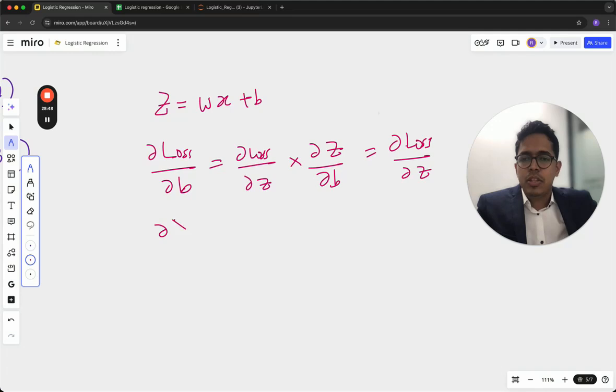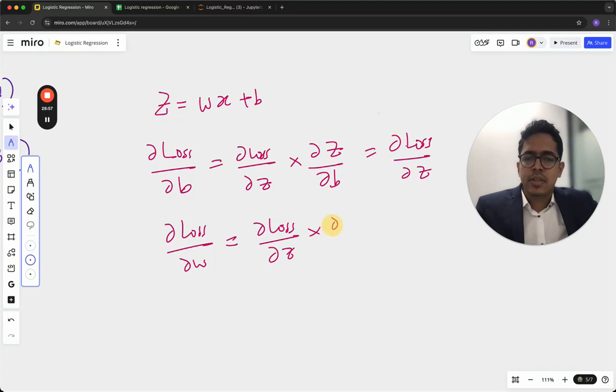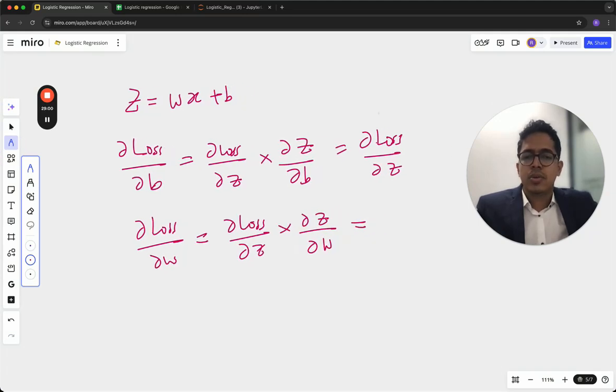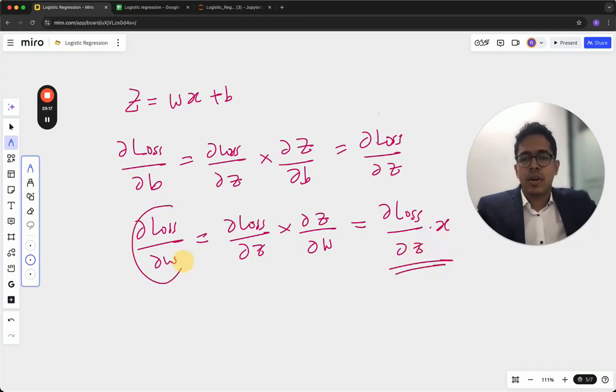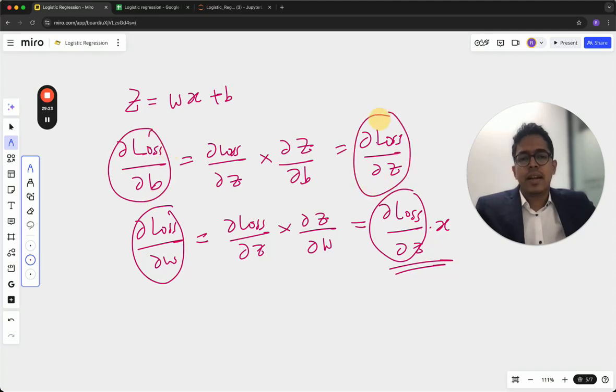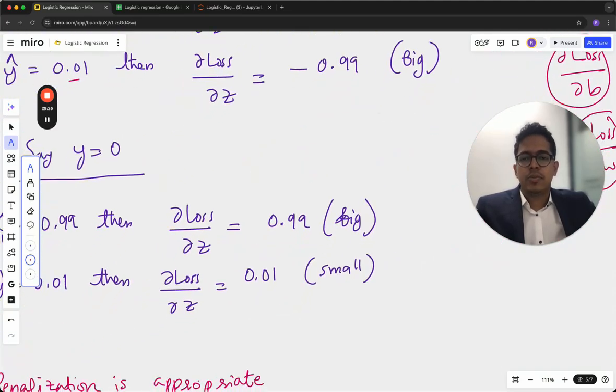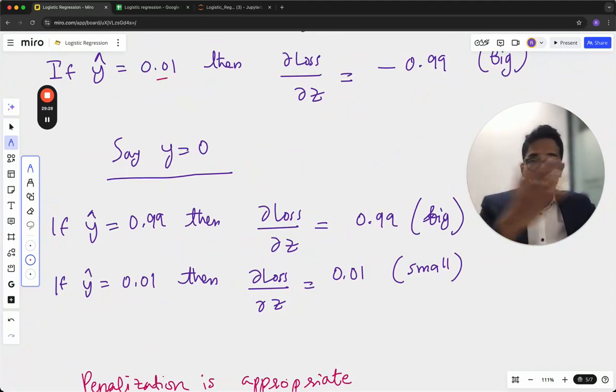Then how about ∂loss/∂w? It equals ∂loss/∂z times ∂z/∂w. ∂loss/∂z we already know because we are calculating that from the loss function formula. ∂z/∂w is x. So this will be ∂loss/∂z times x, right? This is how ∂loss/∂w is directly related to ∂loss/∂z, and this is how ∂loss/∂b is directly related to ∂loss/∂z. So calculating ∂loss/∂z is essentially calculating the other two terms.